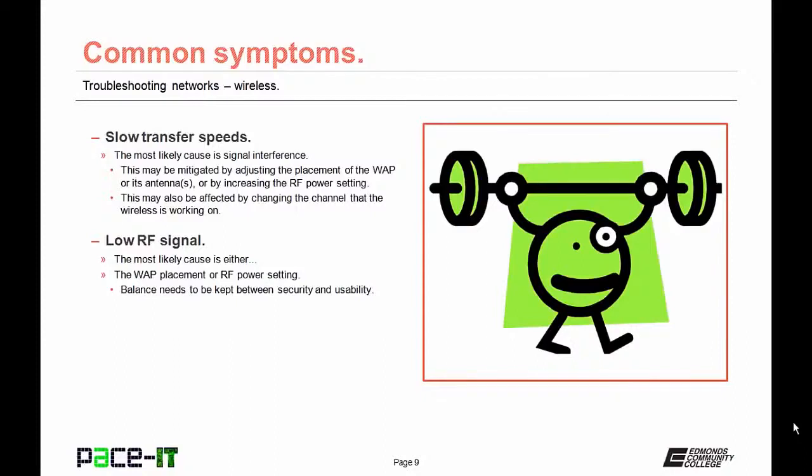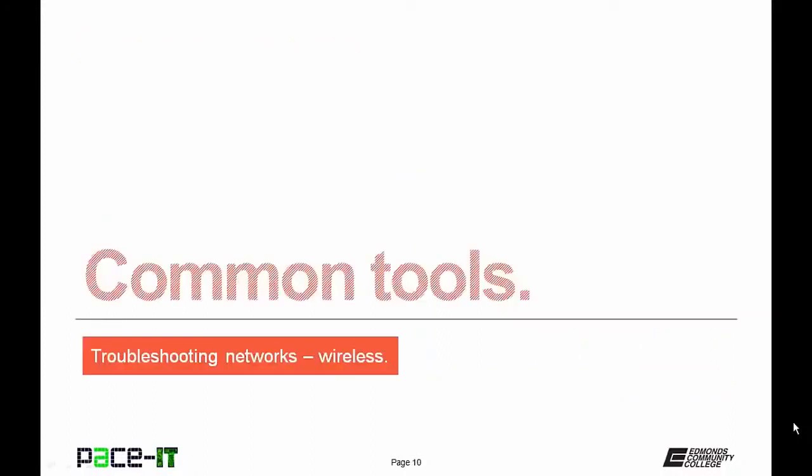WAP placement or your RF power setting. You can adjust the placement of your WAP to increase the signal strength to your device, or you can turn up the power. If you turn up the power, one of the things that I will caution you about is that a balance needs to be kept between your need for signal strength and security. If you turn up the power or adjust the WAP placement so that your signal strength goes beyond your walls, then your wireless network is a little less secure.